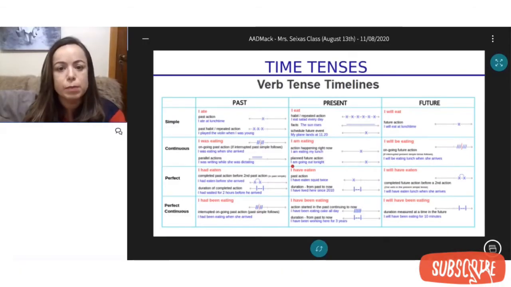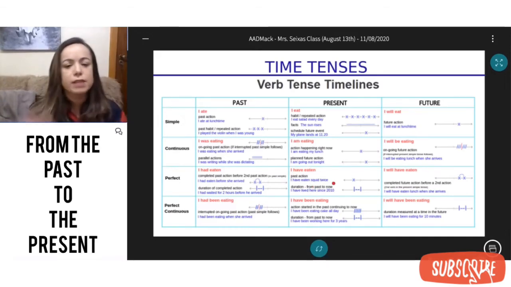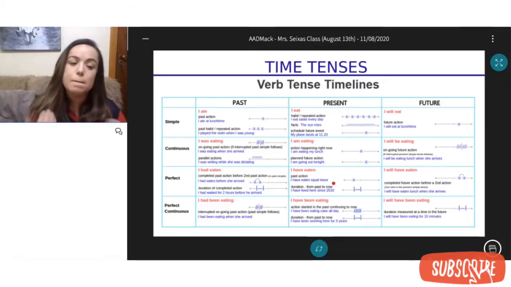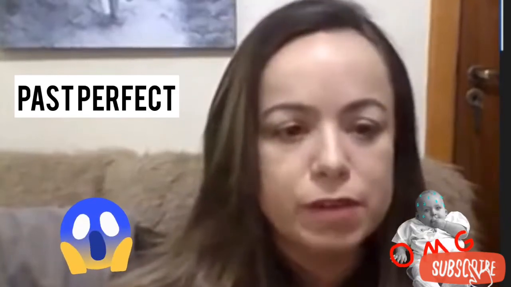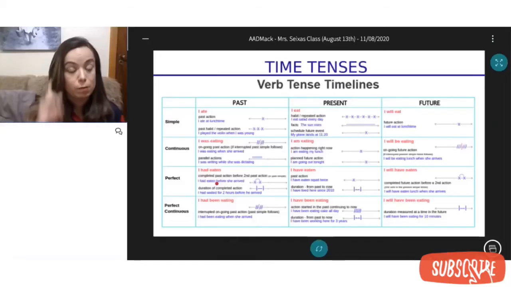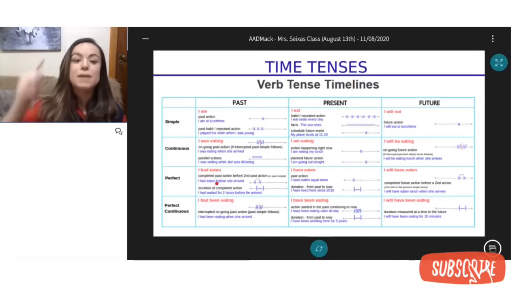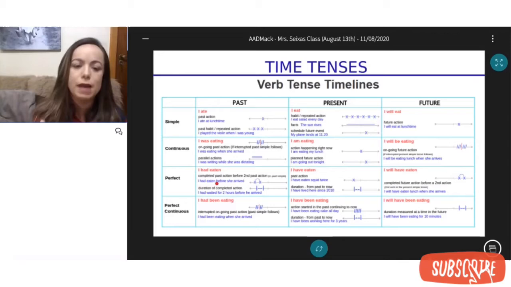It's totally different when we talk about past simple or simple past and when we compare to the present perfect. Present perfect, we are talking about an action that started in the past, but it's something from the past until now. And the past perfect is the past of the past. Why am I talking about the past perfect? We are talking about a completed action, completed past action before the second one in the past.